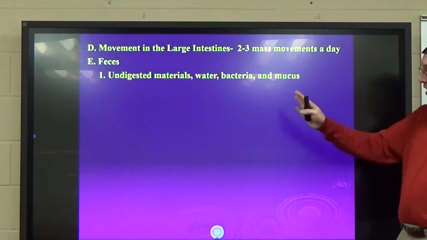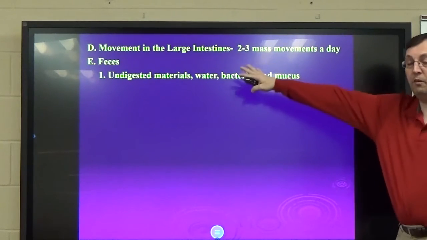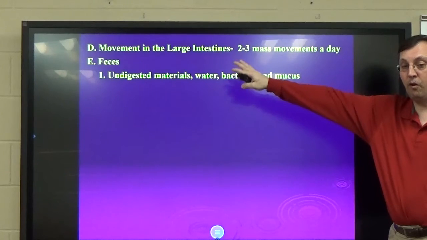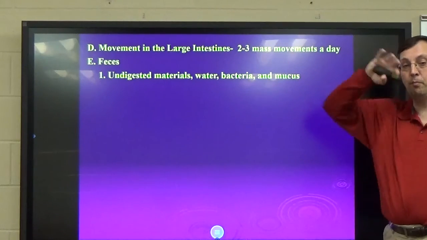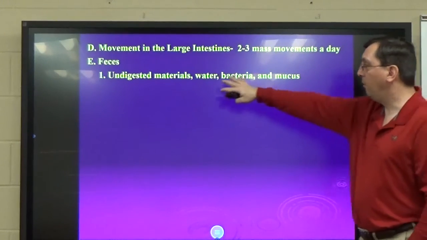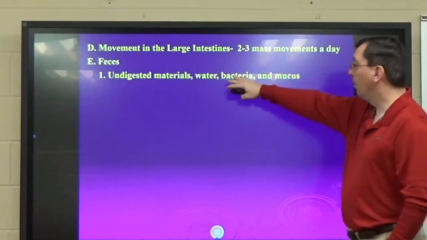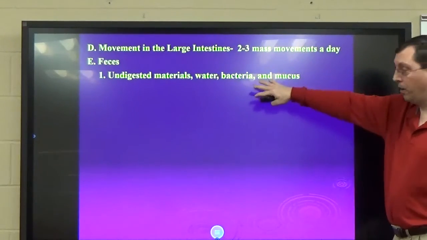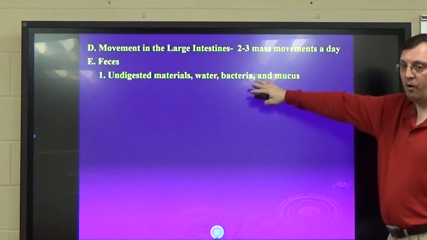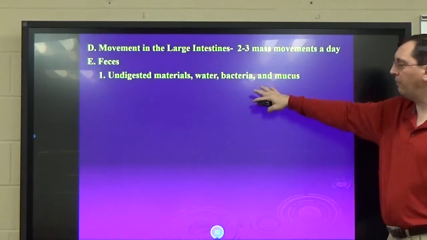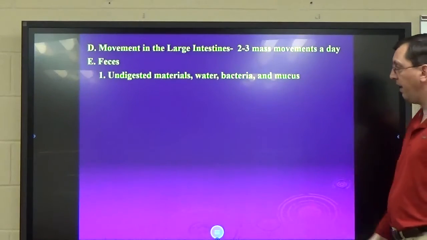It is primarily undigested materials and water. So if you eat corn, you get parts of the corn coming through, the husk of the corn, the bran portion of it, or anything that we've eaten like that comes through. Also water that isn't being reabsorbed. All the bacteria that's growing in there has to come out because it can't keep staying there forever, and the mucus is all tying it together.